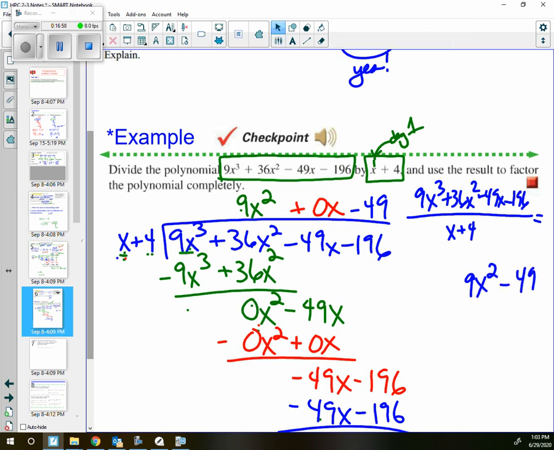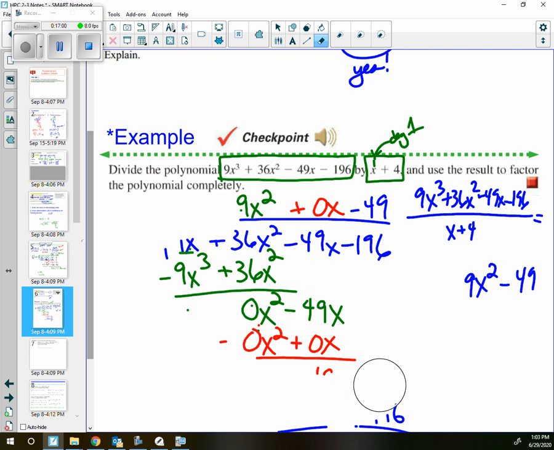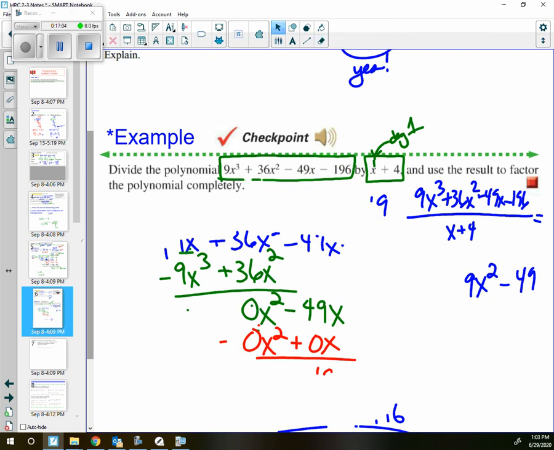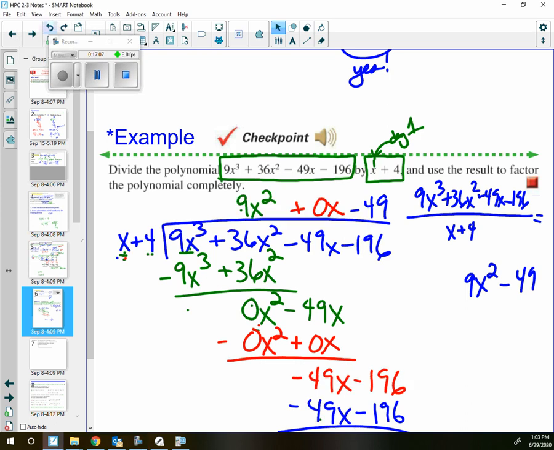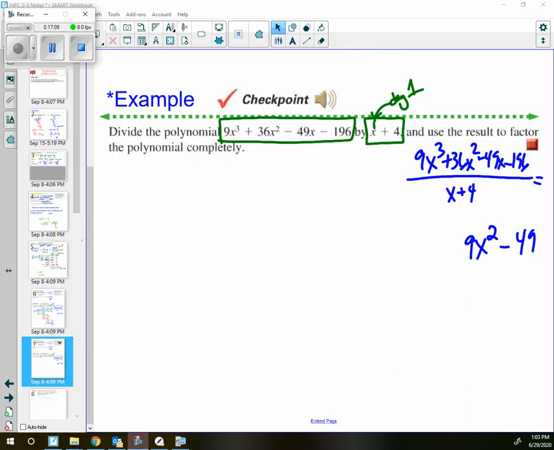Okay, so that's kind of the long division approach. Let's take a peek at synthetic. How does synthetic make this a little bit easier? I'm going to put that back up there. So let's try synthetic division.